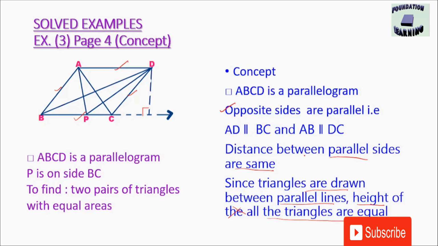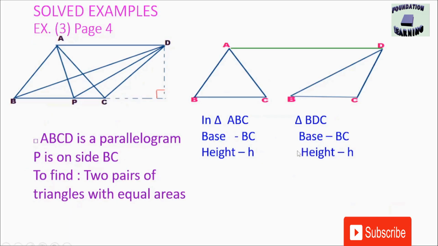Height of all the triangles are equal. So here we have the condition that the heights are equal. Naturally, now we have to look at the base. Let's take the first triangle, triangle ABC. I have drawn it separately here. And the next one is BDC.